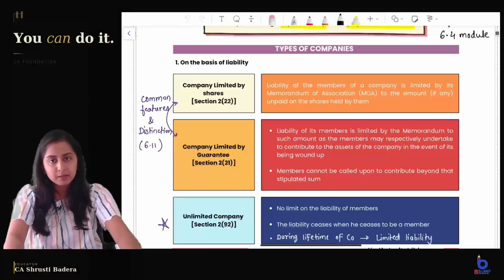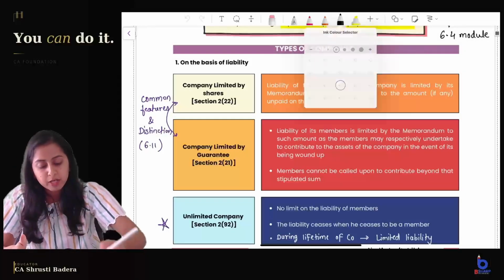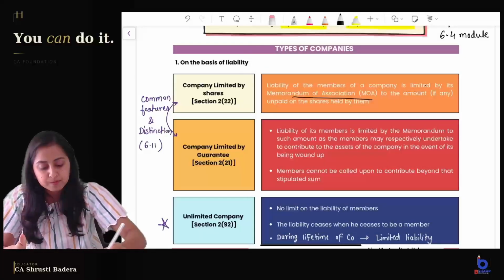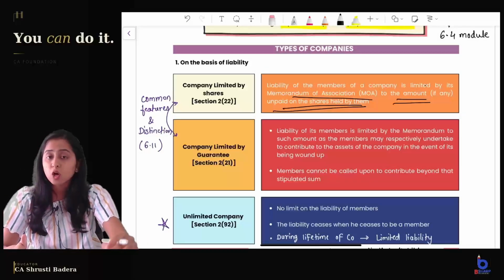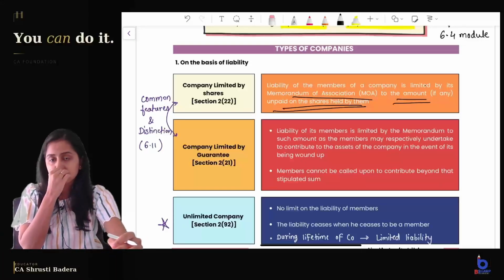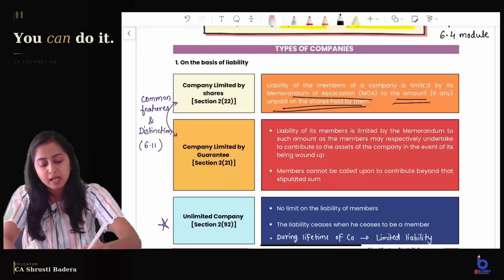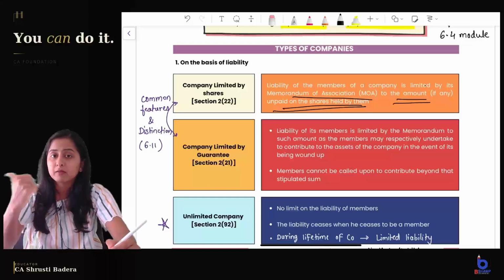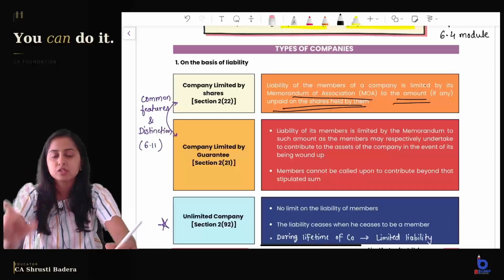In case of company limited by shares, you will remember, the liability of member is going to be limited up to the amount which he has not paid on the shares which are held by him, and this amount, the liability of the members being limited, it has to be stated in the memorandum. So the liability of members of a company is limited by what? Memorandum of association, and it is limited up to the amount, if any, which is unpaid on the shares held by the member.